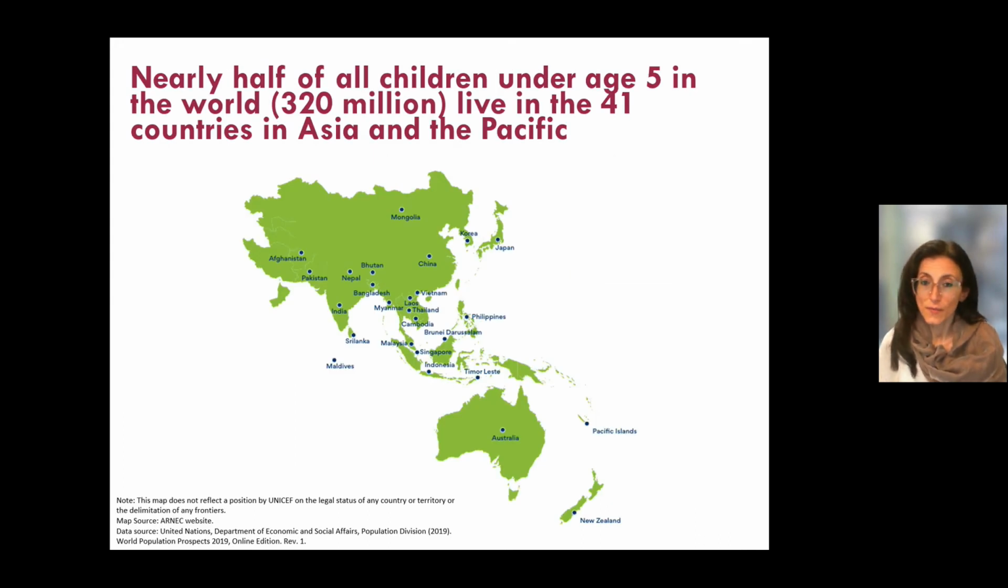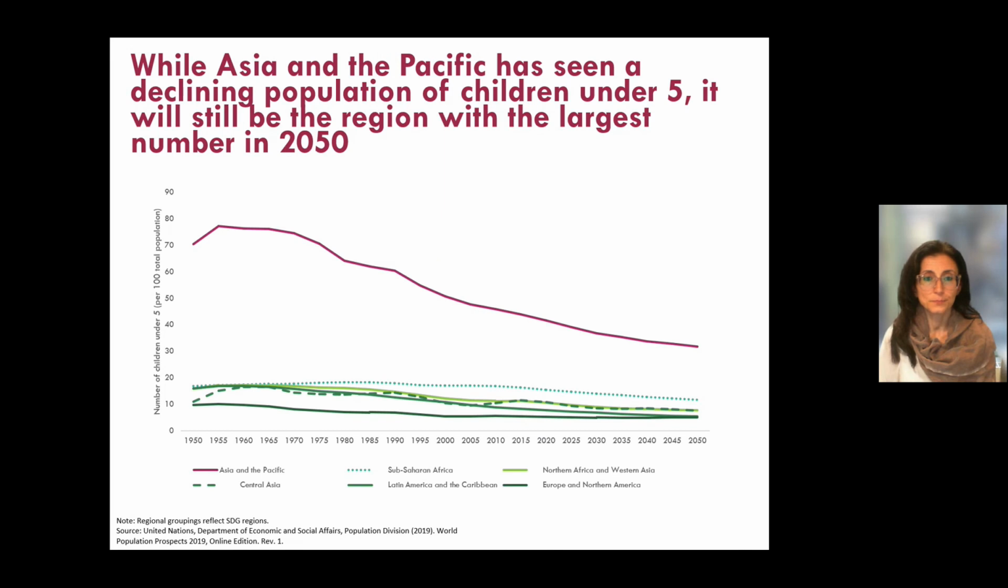Now, on the basis of the available data, however, there is already a lot that we can learn. First of all, nearly half of all children under the age of 5 in the world live in the 41 countries in Asia and the Pacific. This is the equivalent of 320 million children.